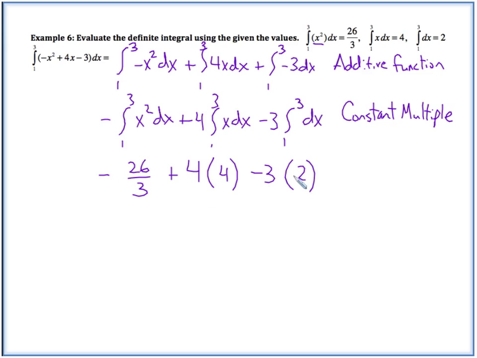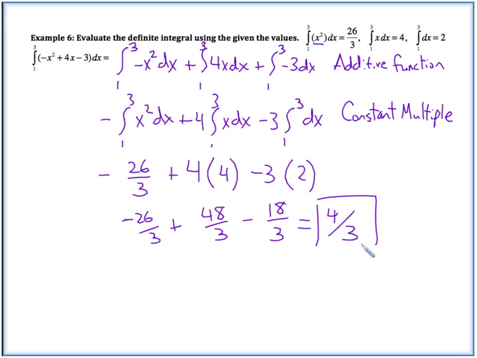Okay, and so using that substitution, we can go ahead and figure this out here. So this is -26/3. Okay, this is 16, so we'll multiply that by 3 and get 48/3. And this is negative 6, so we'll multiply that by 3 and we'll get negative 18, so negative 18 thirds. And if we add all this up, we end up with 4 thirds total. And so this right here is the definite integral from 1 to 3 of negative x squared plus 4x minus 3 dx.